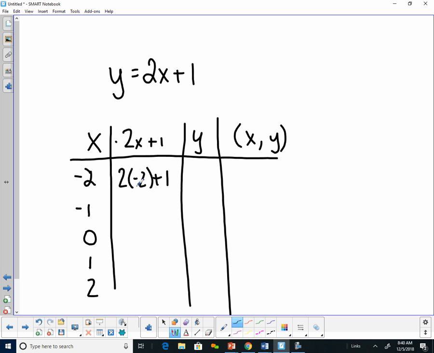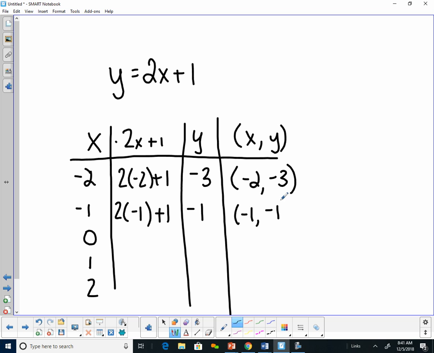So 2 times -2 is -4. -4 plus 1 is -3. Now your ordered pair is your x and then your y. So -2, -3. I'm going to do it again, but this time I'm going to plug in the next number down, which is my -1. So 2 times -1 is -2. -2 plus 1 is -1. So now my point is -1, -1.